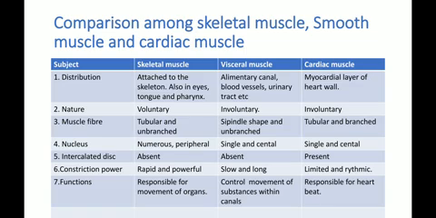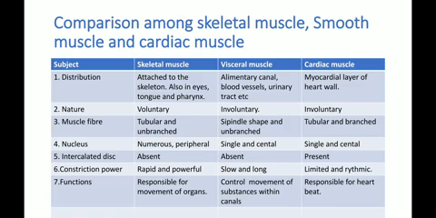Now, as the muscle cell is a cell, it contains a nucleus. But in case of skeletal muscle, the nuclei are numerous, and the nuclei are located at the periphery of the cell. In case of visceral muscle, the number of nuclei in a single visceral muscle cell is single, and it is located at the center of the cell. In case of cardiac muscle, the number of nuclei is single and it is located at the center of the cell.